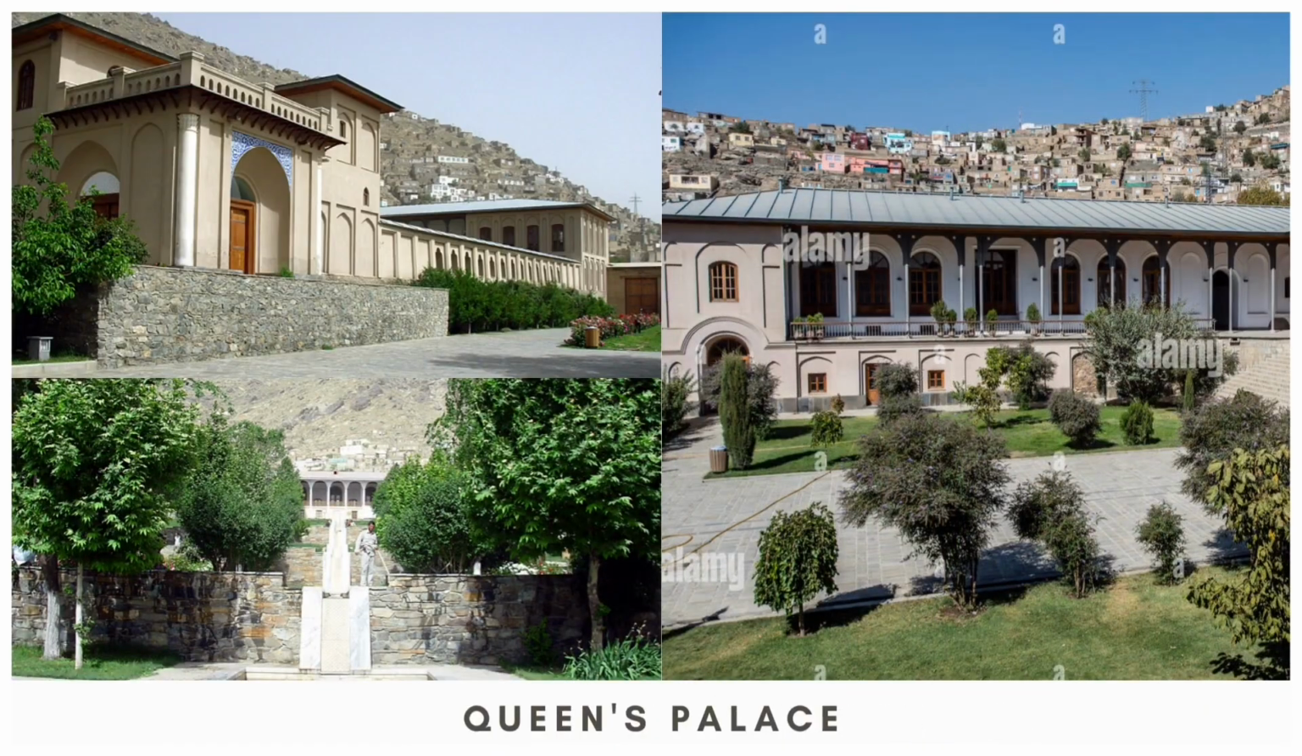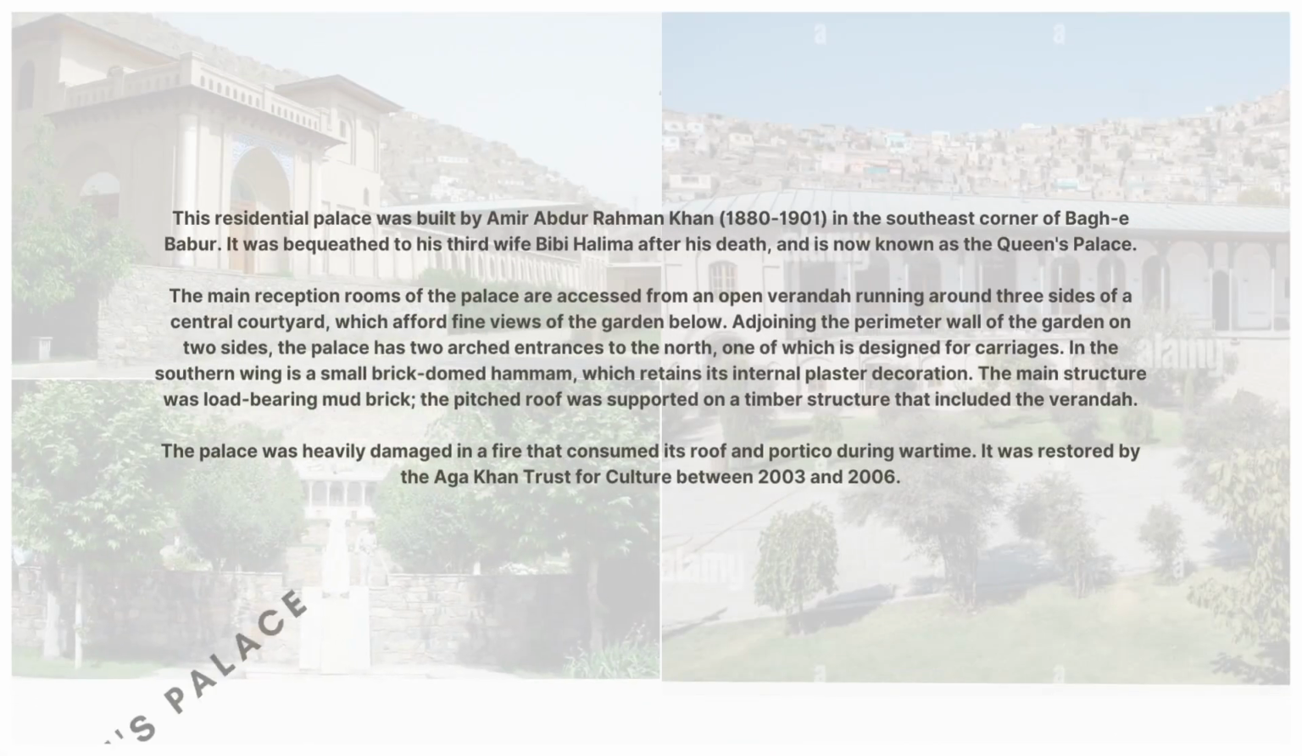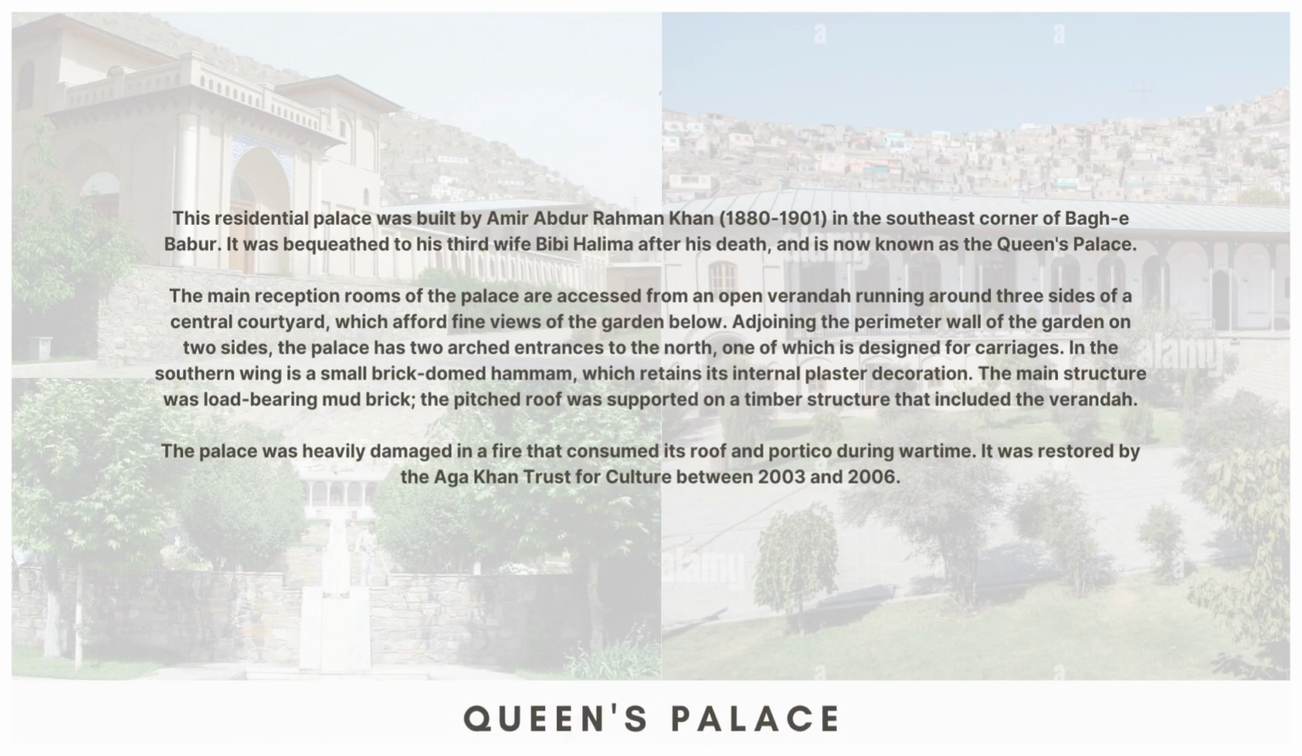Next, Queen's Palace. This residential palace was built by Amir Abdurrahman Khan in the southeast corner of Bagh-e Babur. It was bequeathed to his third wife Bibi Halima after his death and is now known as the Queen's Palace. The main reception rooms of the palace are accessed from an open veranda running around 3 sides of a central courtyard.